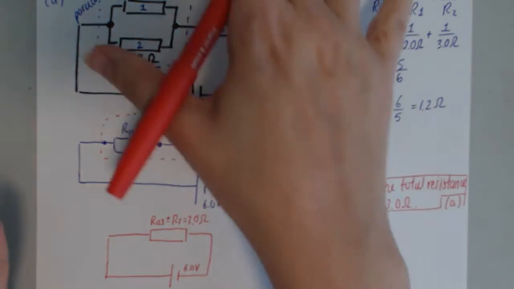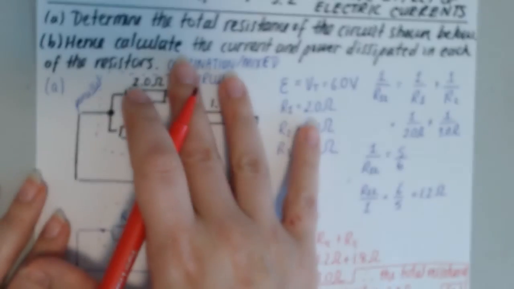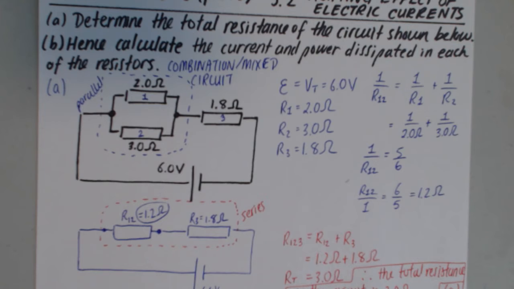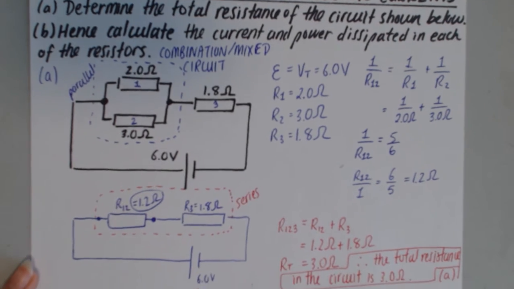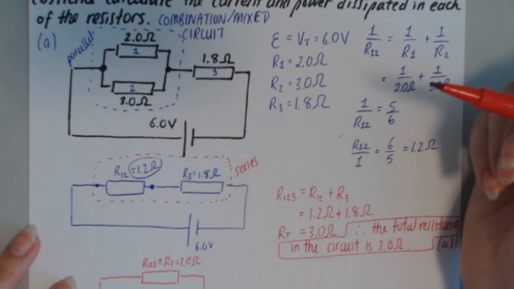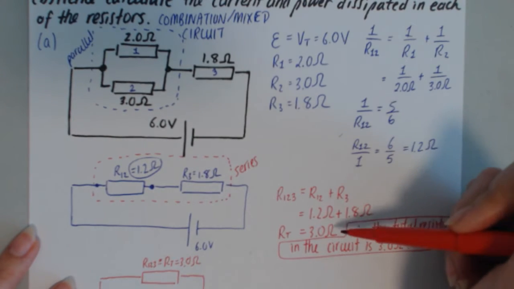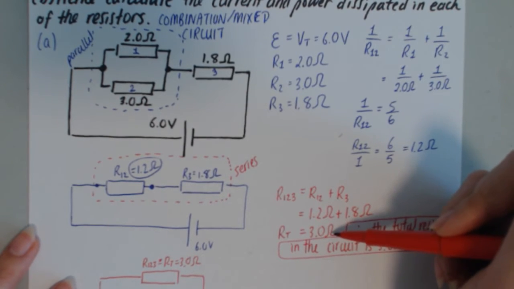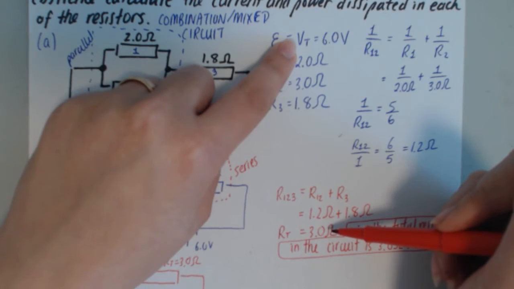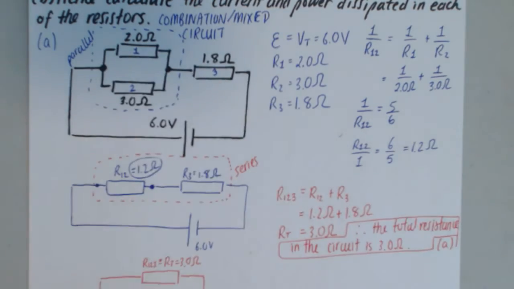All right, so moving on to part B. Calculate the current and power dissipated in each of the resistors. Okay, so we'll figure out the power once we figure out the current. So that'll just fall into place very easily. But let's figure out how we're going to determine the current. So we know the resistances, right? R1, R2, and R3. I now know the total resistance going through the circuit. But guess what? With total resistance and total voltage, guess what I can find? I can find total current.